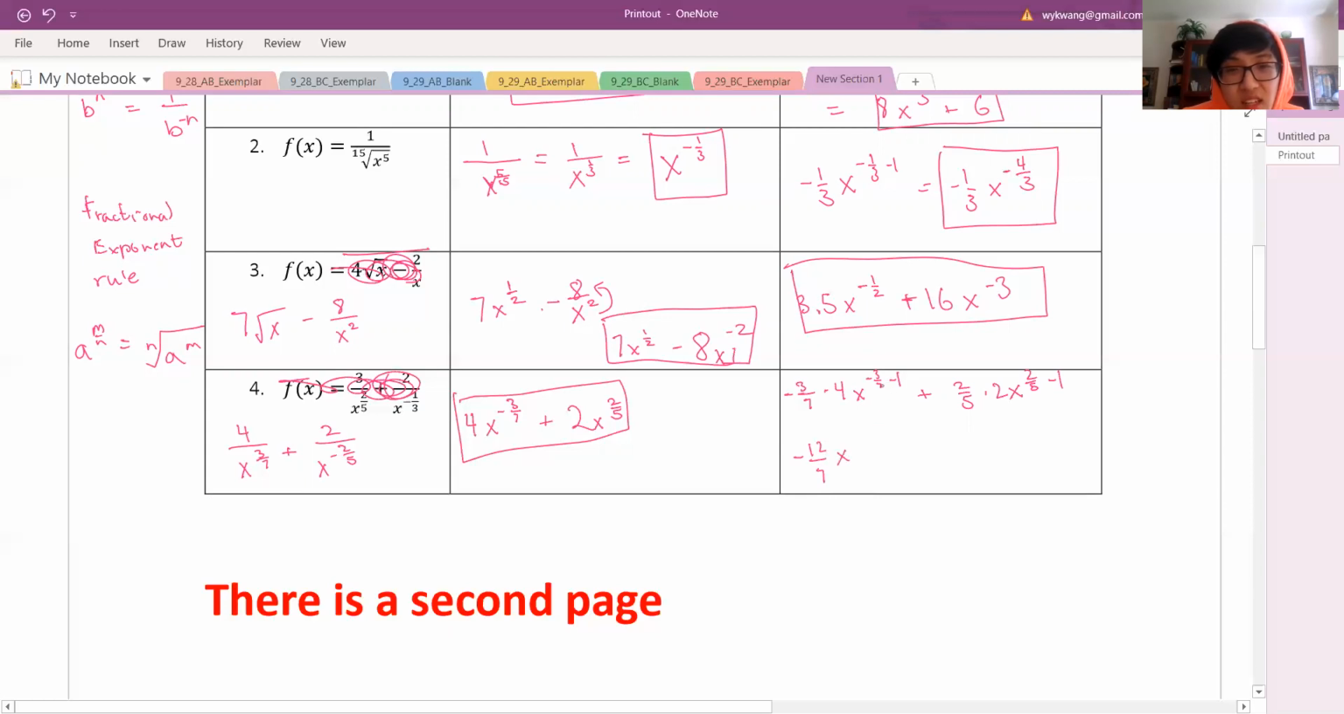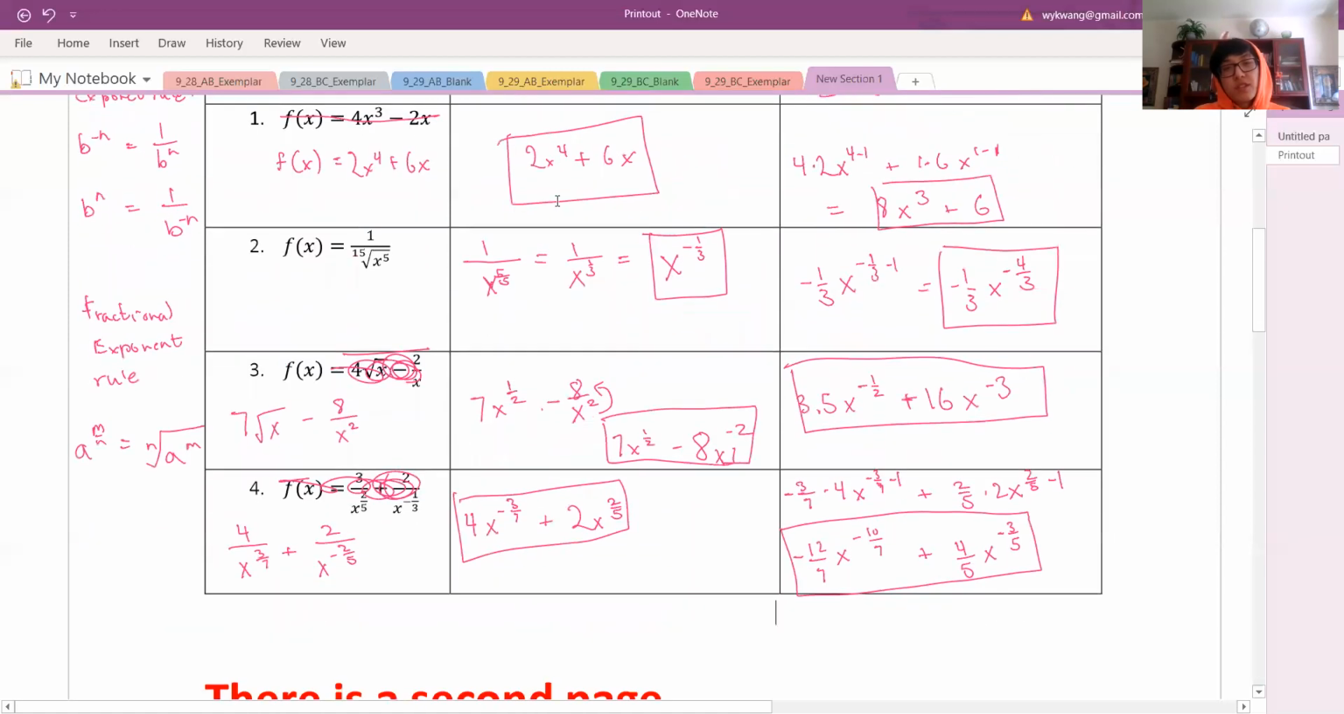X, so that's it, to the negative 3/7 minus 1. So that's going to be negative 10/7, right? Because we're subtracting 7/7. So negative 3/7 minus 1 is negative 10/7, plus 2/5 times 2 is going to be 4/5, x to the negative 3/5. 2/5 minus 1 is negative 3/5. So this is going to be our answer.